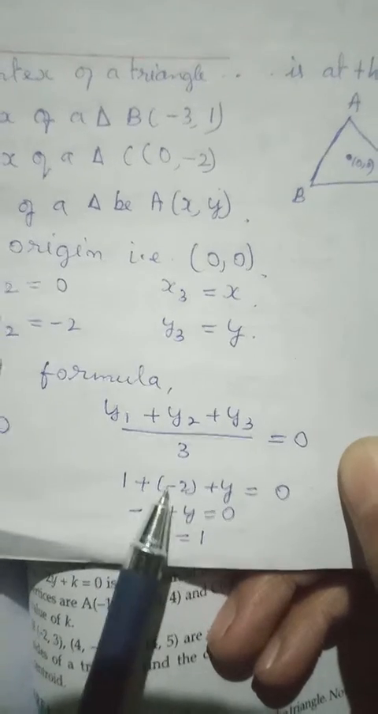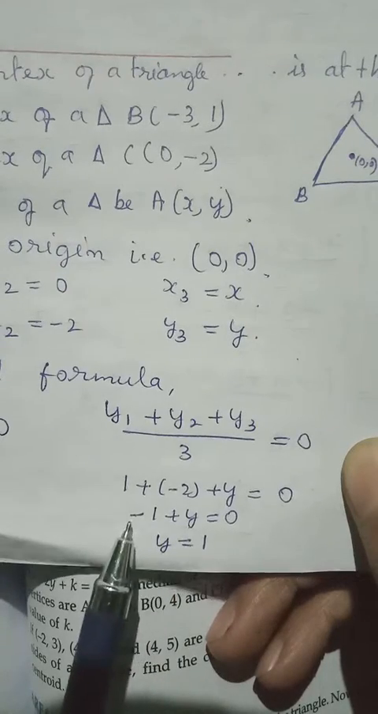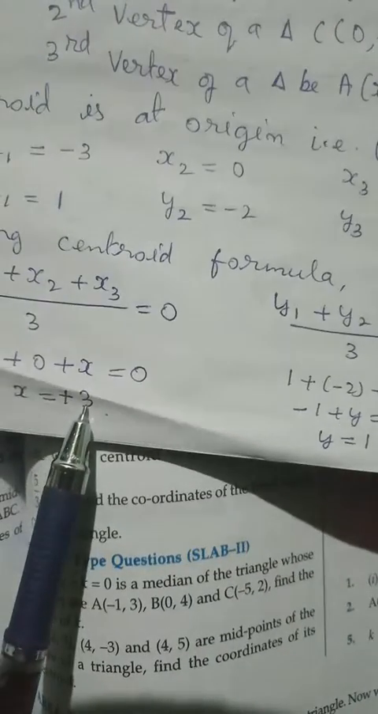y2 is minus 2, 1 minus 1 plus, we minus, 2 is greater, we have minus 1. This is minus, take this side, become plus. So the coordinate of point A is 3, 1.